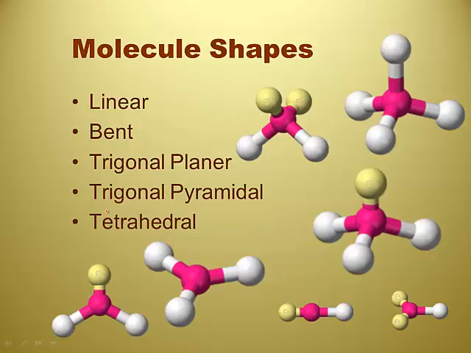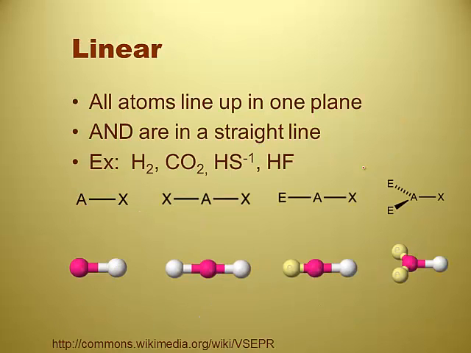So there are 5 shapes that they have to know: linear, bent, trigonal planar, trigonal pyramidal, and tetrahedral. That's all 5 of them that we have to know. Here is the first one, and yes, you do have to know what linear means. Linear means straight line. All atoms line up in one plane, in a straight line. Examples include hydrogen gas.